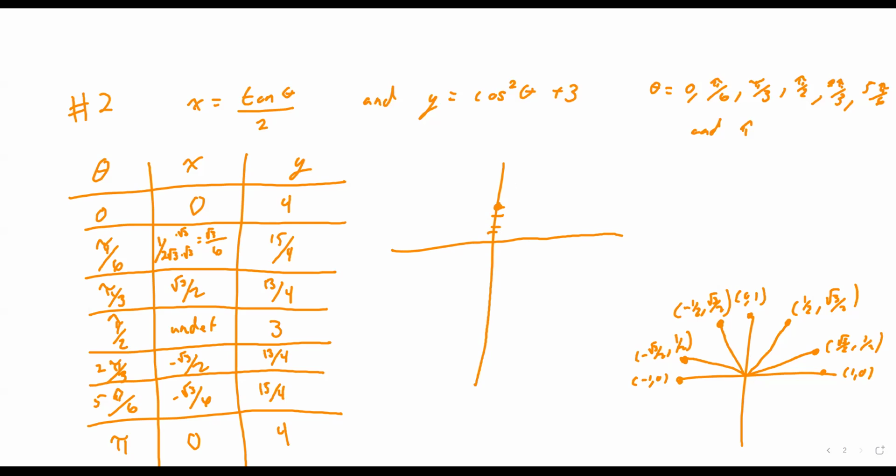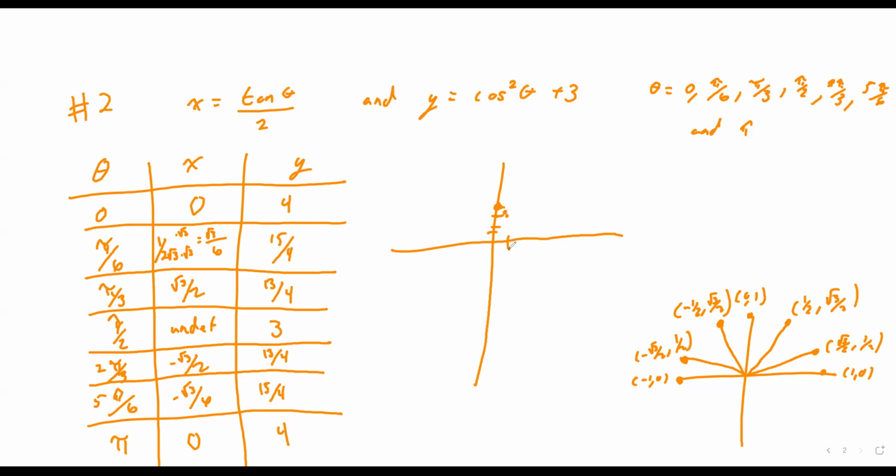So hold on. Square root of 3 divided by 6 gives me 0.28, so I'm barely going to go into this. And then 15/4, that's like 3 3/4, so that's about right here. And then I had square root of 3 over 2, which gives me 0.8, so I'm a little bit closer. But now 13/4 is 3 1/4, so it's about right here now.